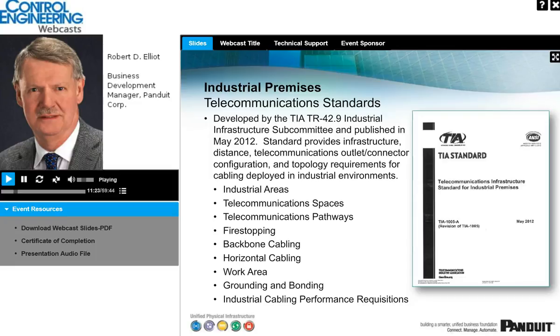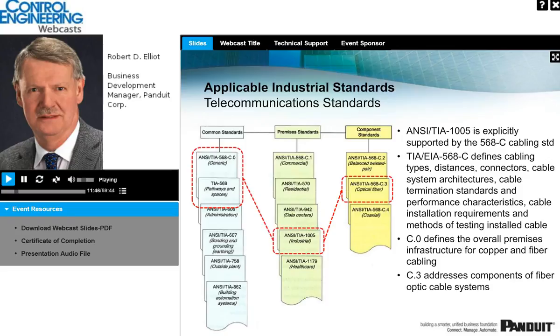So this standard defines the industrial environment in terms of different areas, the industrial areas themselves, the telecommunications spaces, that is something like the telecommunications room, the pathways, talks about fire stopping, but also backbone and horizontal cabling, and grounding and bonding best practices.